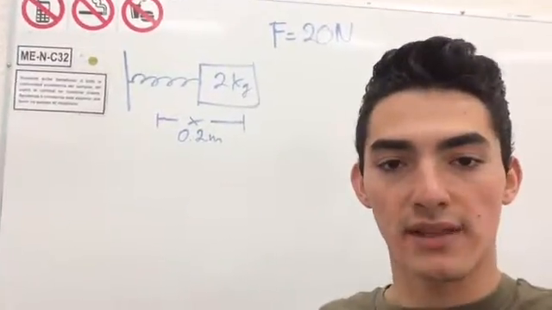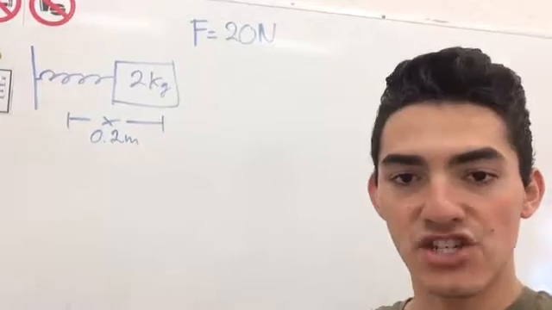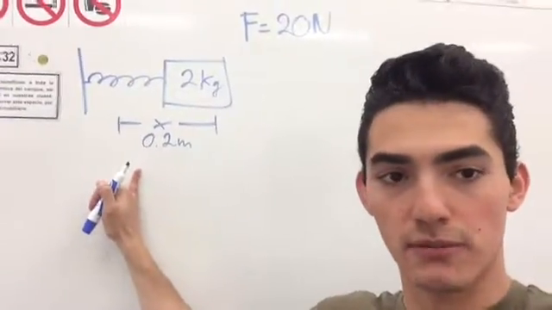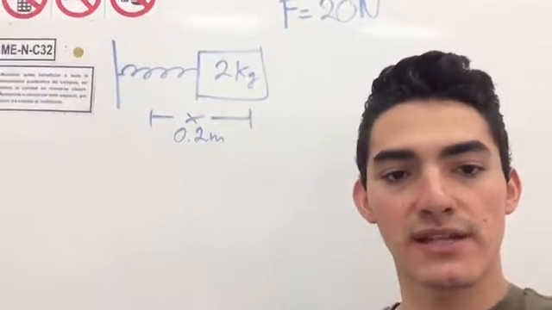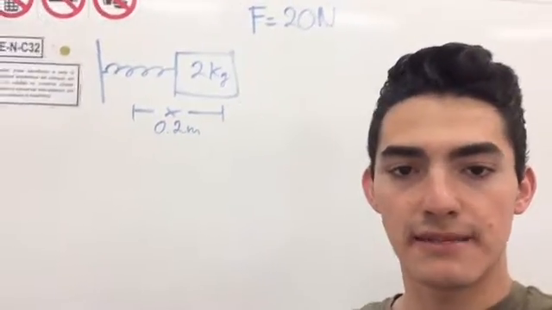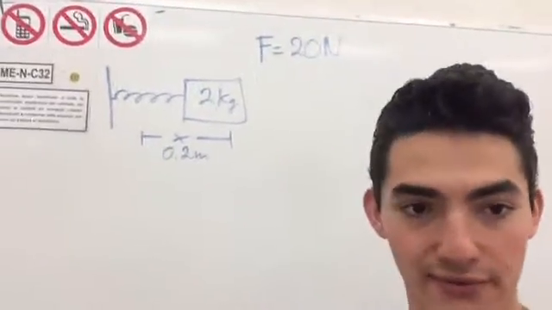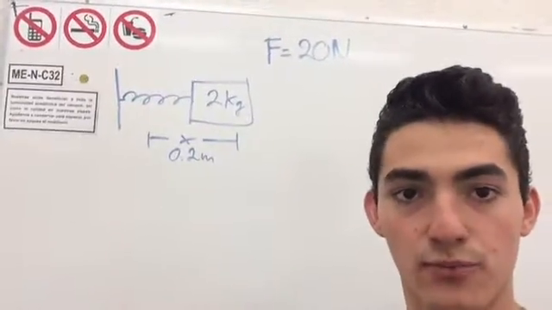The object is now released from rest with an initial position of the same 0.2 meters, and it subsequently undergoes simple harmonic oscillation. We have to find first the force constant of the spring.